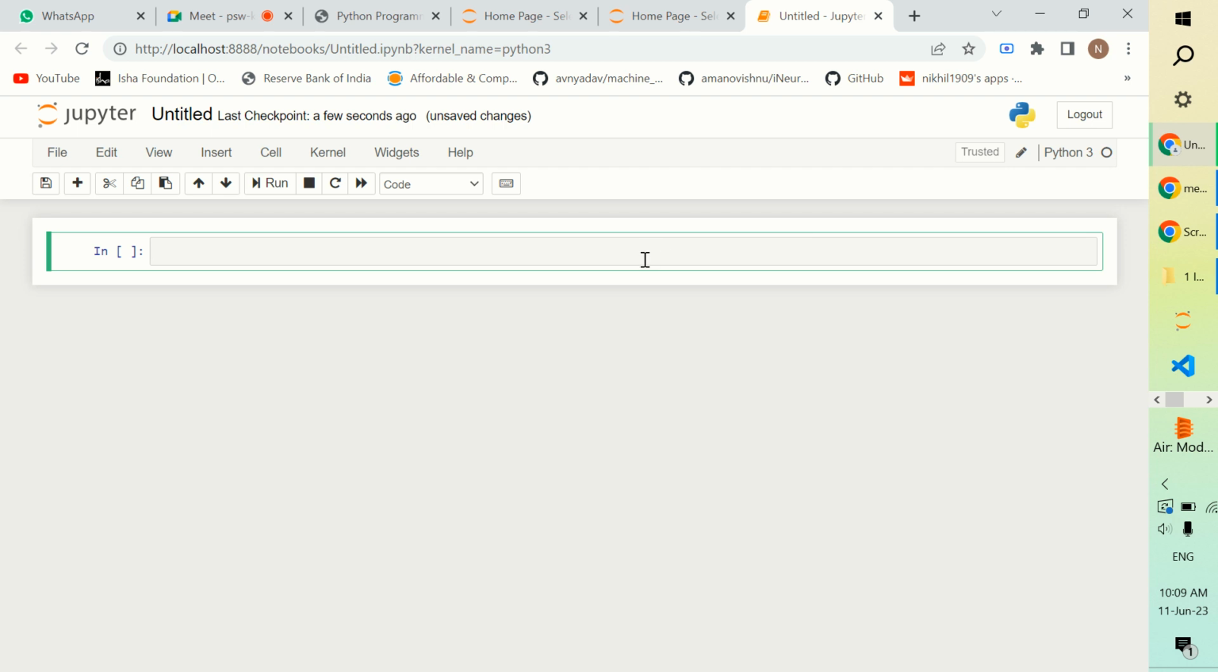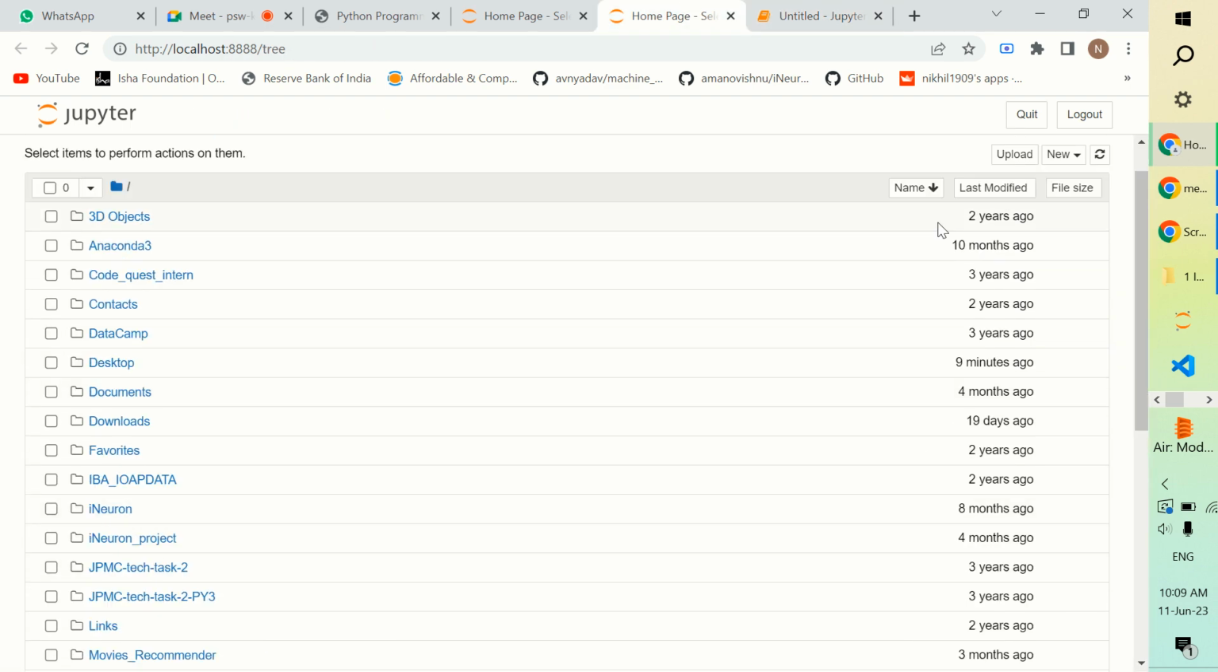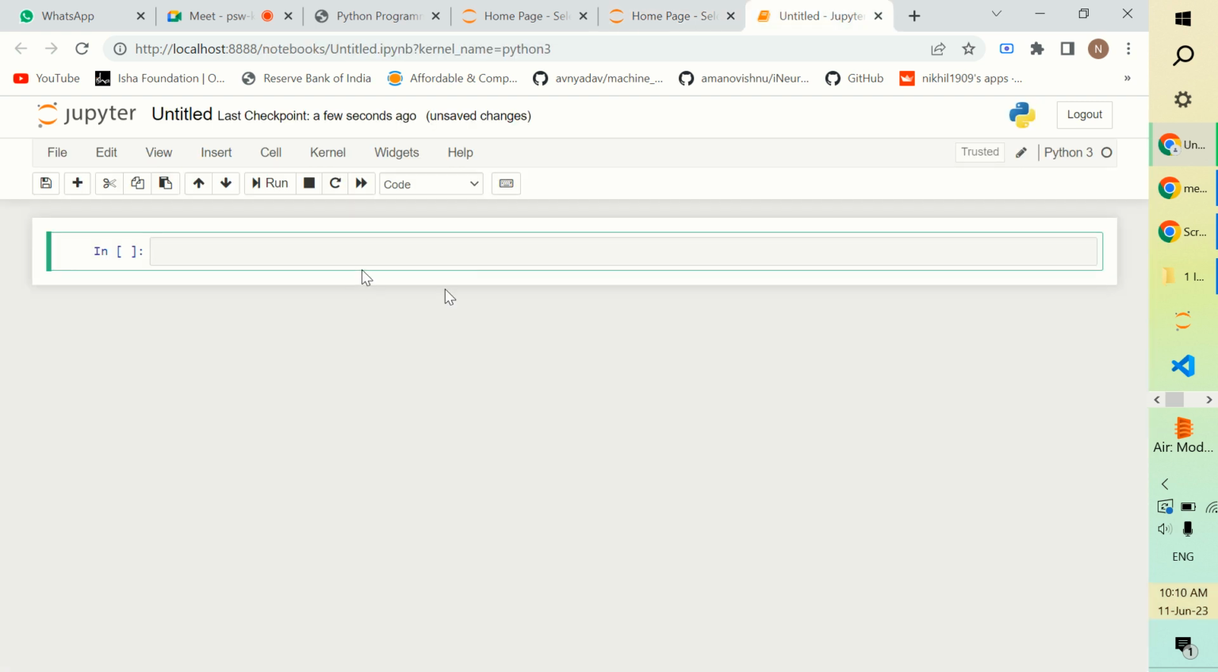I'll share that link on the WhatsApp group also, so don't bother. You'll open this Jupyter Notebook, then click on New, click on Python 3, and this Python 3 file will get opened. We will write our code on this Jupyter Notebook only. So this is the whole Jupyter Notebook, and we'll write our code here.